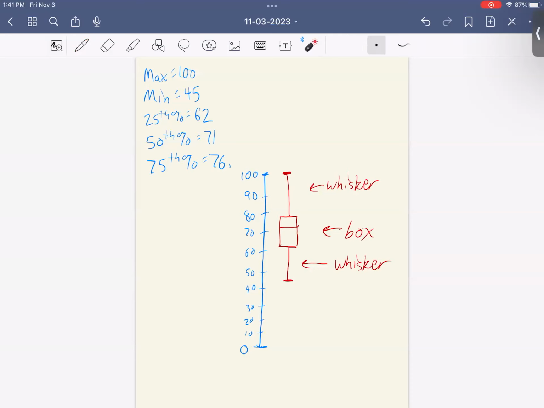So what it shows you is kind of where the data is centralized. This is where the median is. The box is where kind of the middle half of the entries are. So the interquartile range here is 76 minus 62, so that's 14. And then the whiskers show you kind of where all the outliers are, everything that goes from the bottom to the top over here.